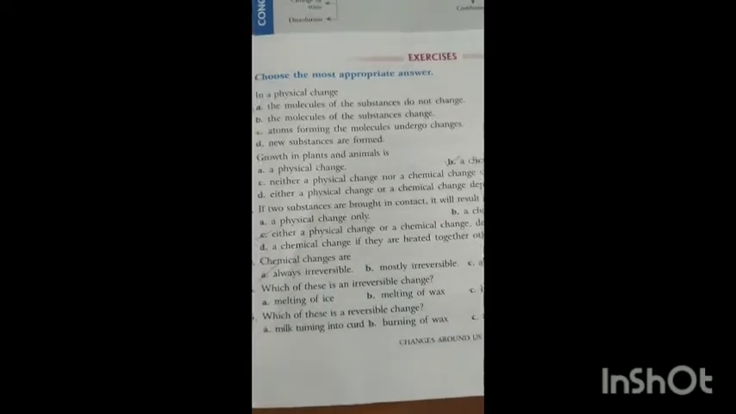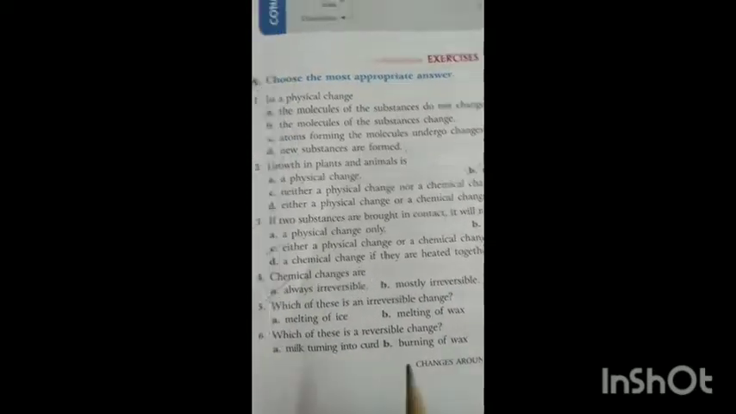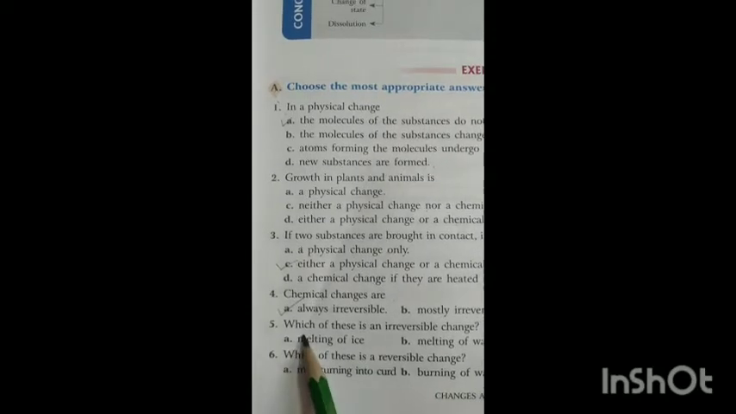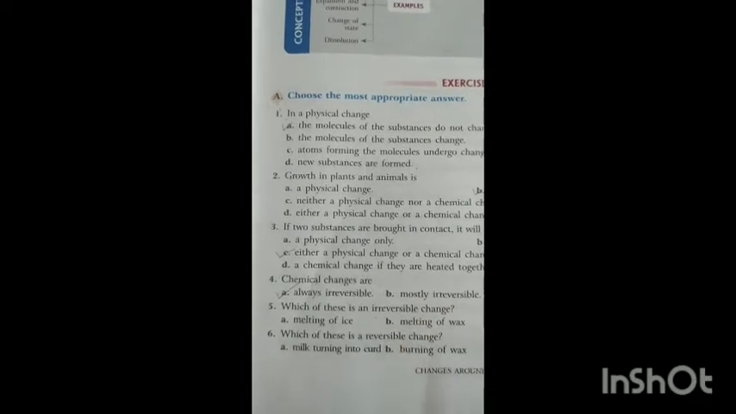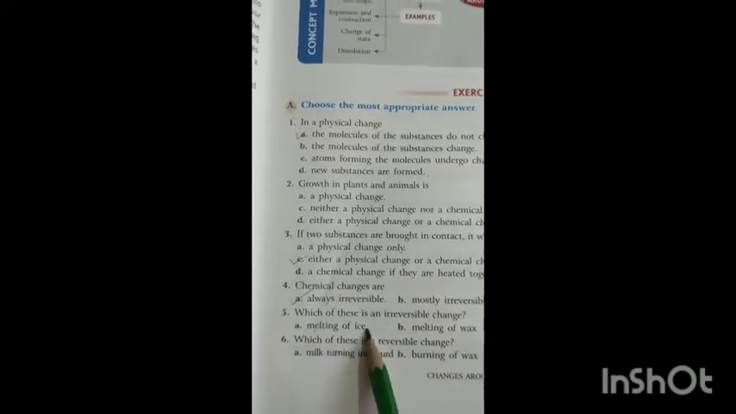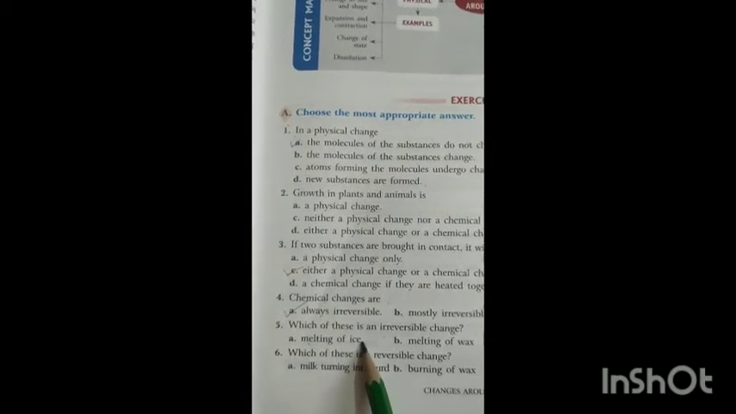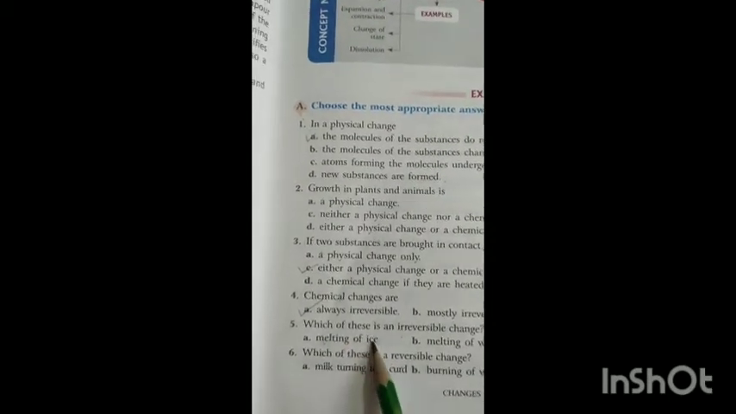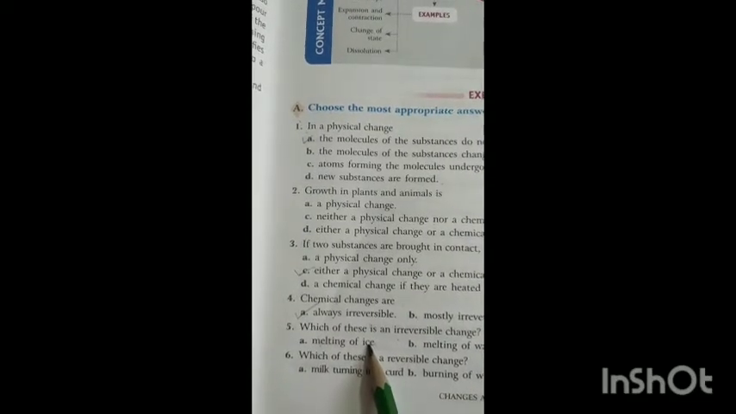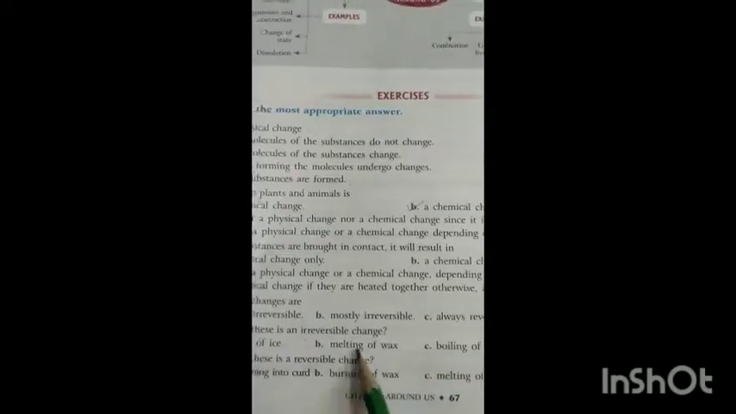Moving further, read question number 5, students. What does question 5 say? Which of these is an irreversible change? Now you have to tell the irreversible change, that is, which is changed permanently. Melting of ice. See, is it melting of ice? Once ice is melted, it becomes water. Again it can become ice. So no, this is not. Melting of wax. So think about this. Boiling of water. Yes, it can be reversed.